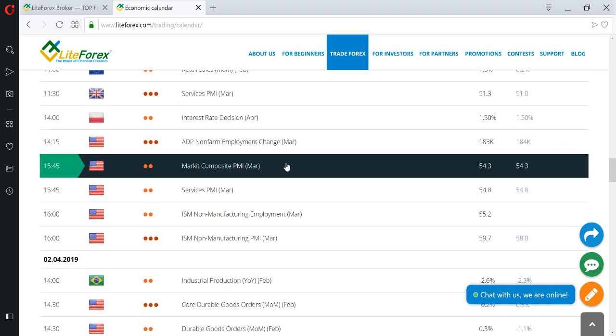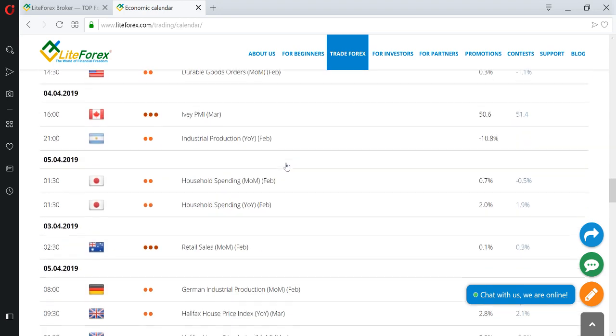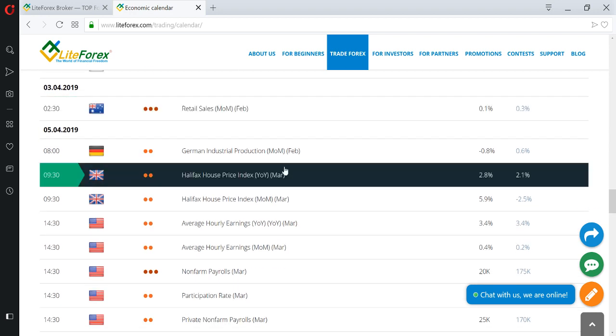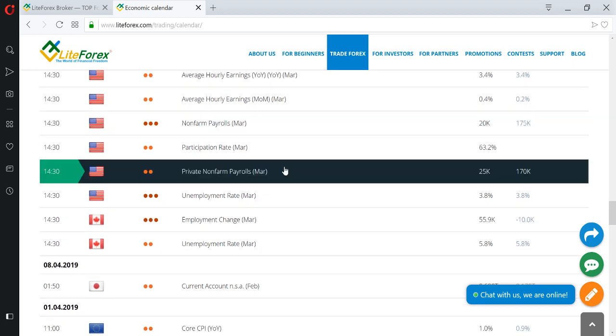On Wednesday, Australia will release retail sales and trade balance figures, and there will be services PMI from Britain, while the United States will release ADP employment report and ISM services PMI. On Thursday, we will get the minutes of the European Central Bank's meeting and also Canadian Ivey PMI index.